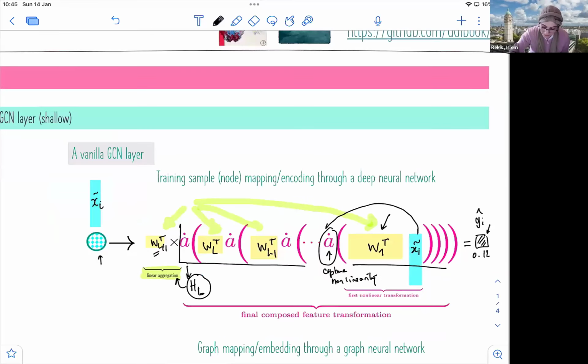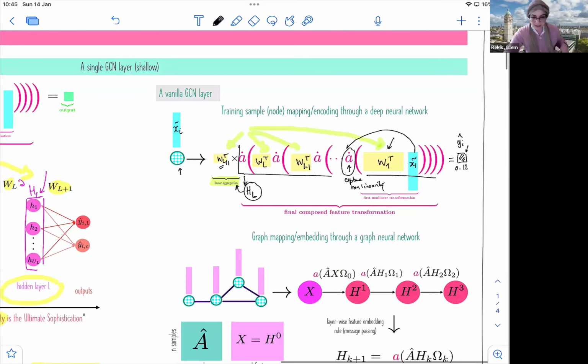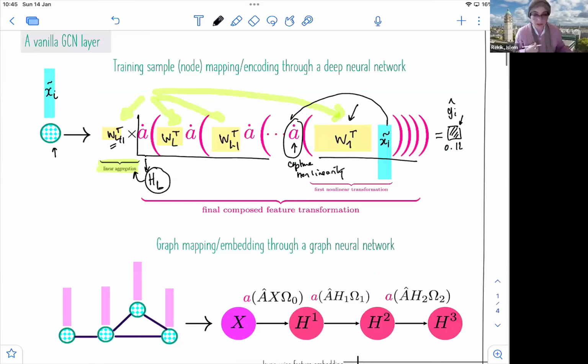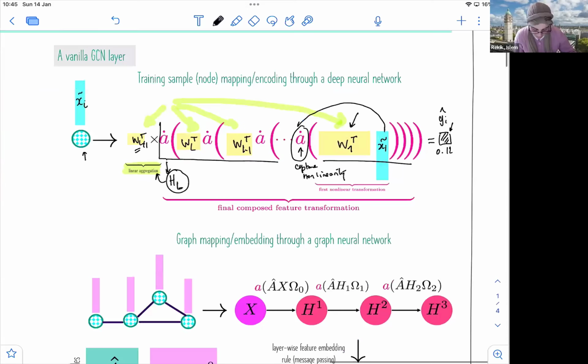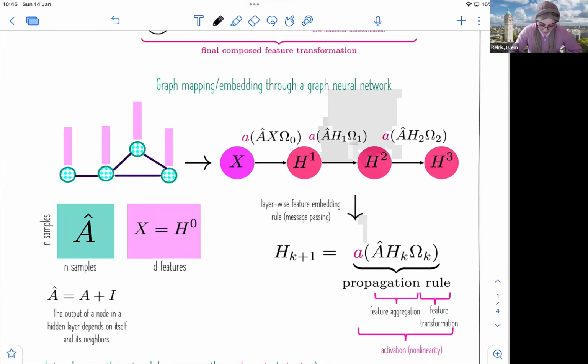Now, let's look at the generalization of this simple mapping function or mapping network, the deep neural network, to graphs. Okay, so we're going to draw analogies. So in this example here, we have an input graph G. So in this second part, we'll cover the graph mapping or embedding through a graph neural network, in particular, a GCN, okay, a simple GCN.